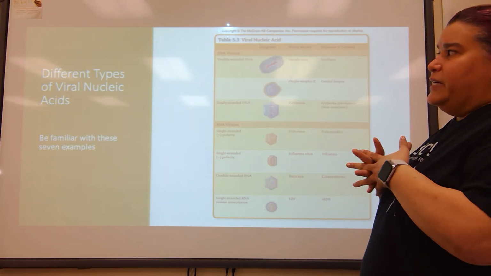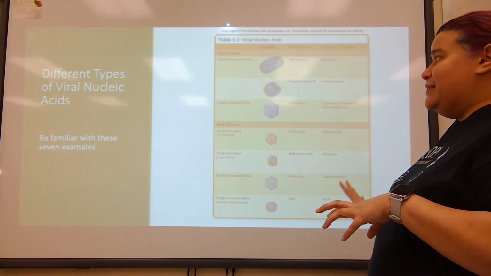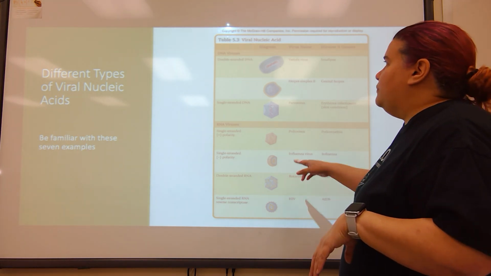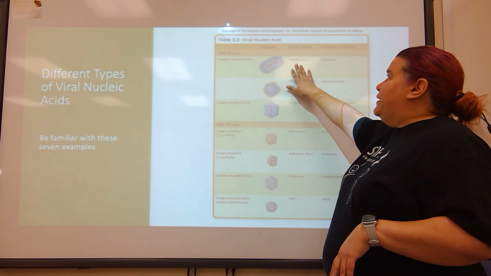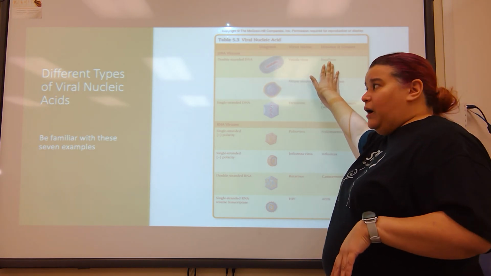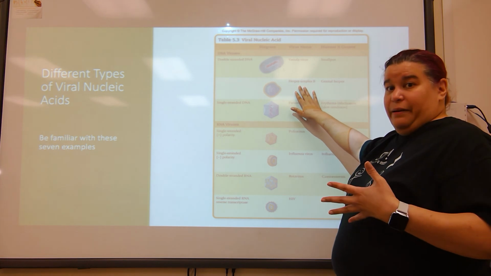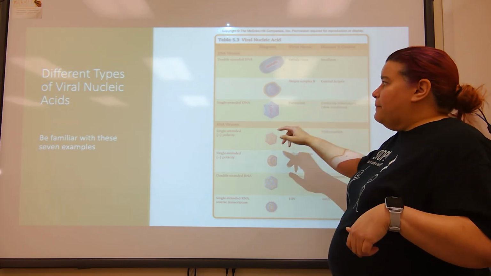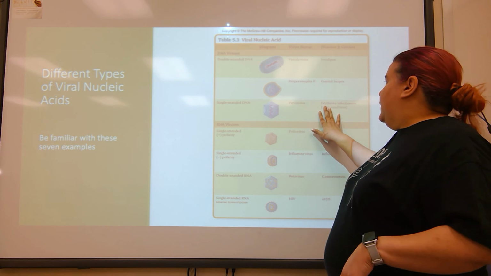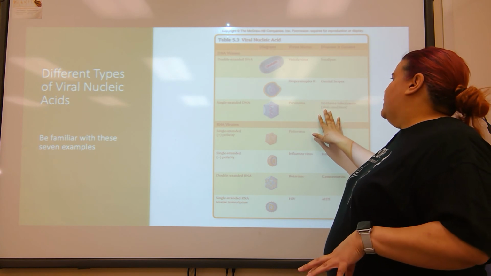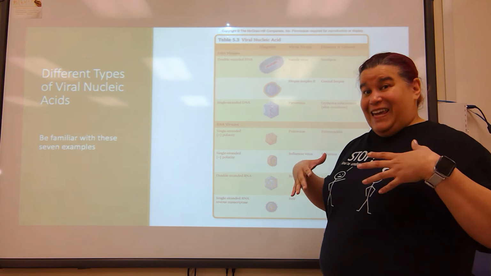So, different types of viral nucleic acids. You do need to be kind of familiar with at least these 7 examples. So, an example of double-stranded DNA would be variola virus. This is what causes smallpox. Herpes simplex 2 would also be an example. This is what causes genital herpes. Single-stranded DNA, an example of that would be parvovirus. Erythema infectiosum, basically it's going to cause red skin.